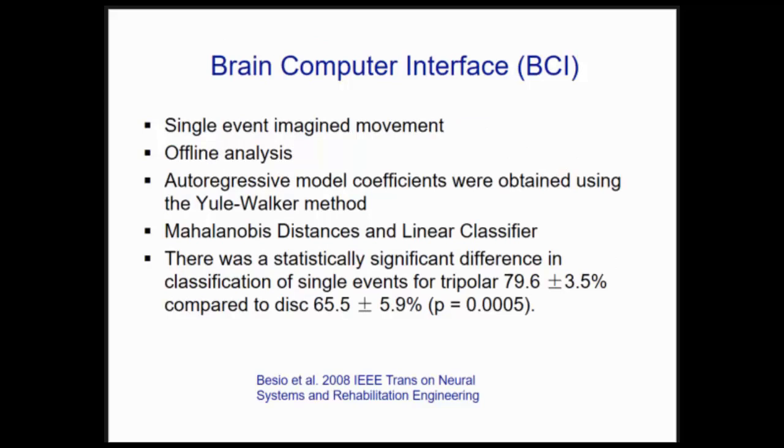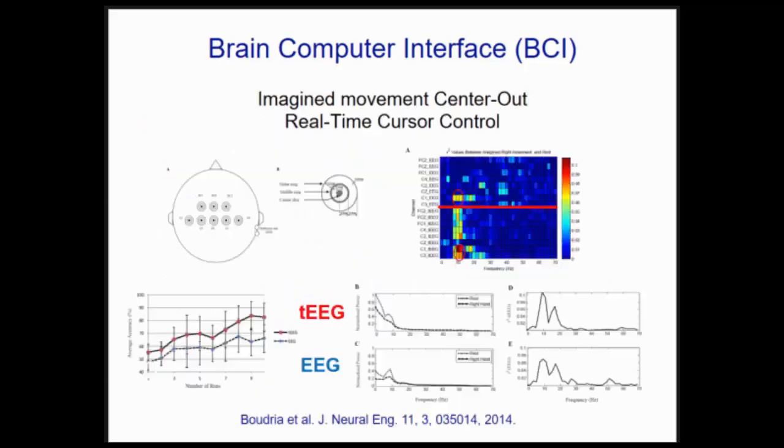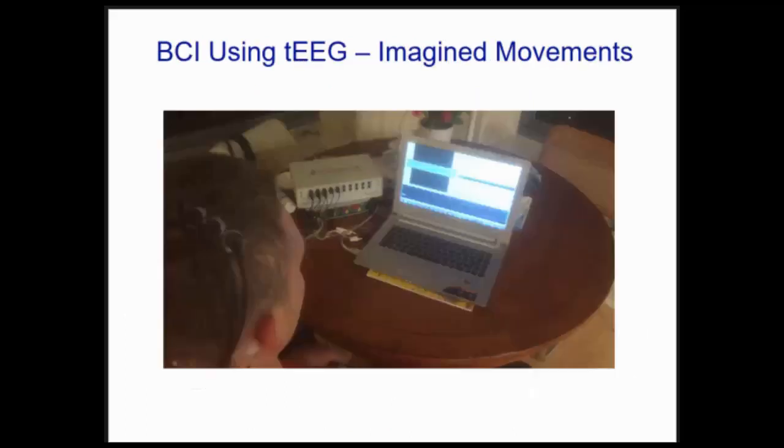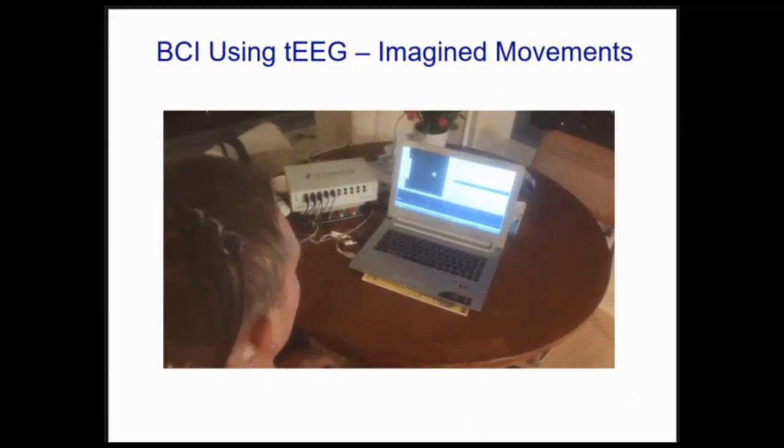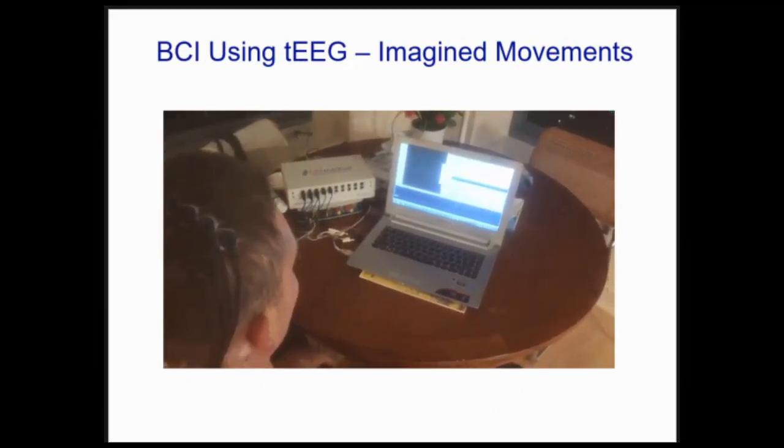And we've done brain-computer interfacing work offline and got about 80% correct single event thinking left or thinking right compared to the disk with 65%. But that doesn't do us much good for people. You need to do real time. And so we put together a way of determining which electrode, which location, which frequency to use to get their imagined movements. And this video probably isn't going to work either.